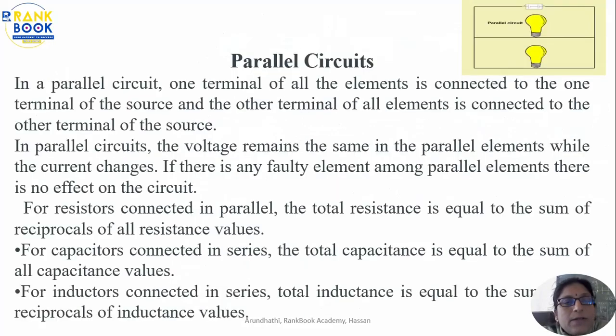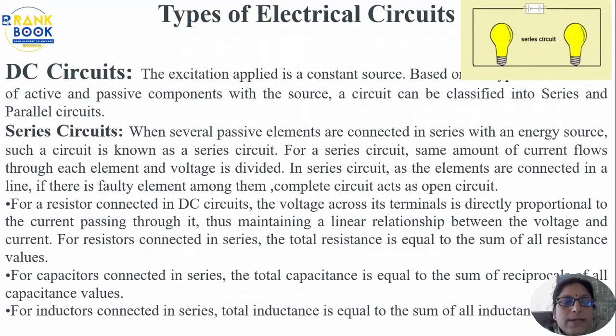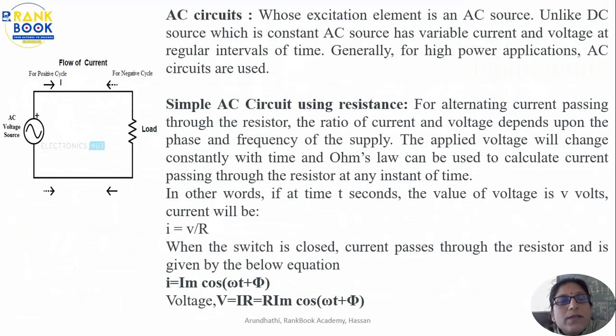So in the previous session we observed parallel circuits and series circuits. Now the thing is with respect to AC circuits, whose excitation element is an AC source. So that we can observe over here. This is the signal generated by the signal generator.